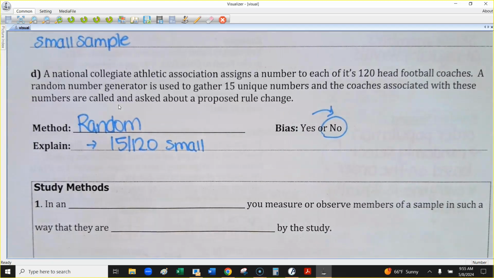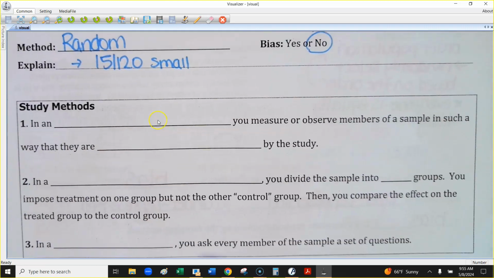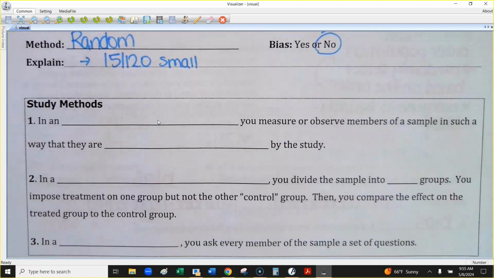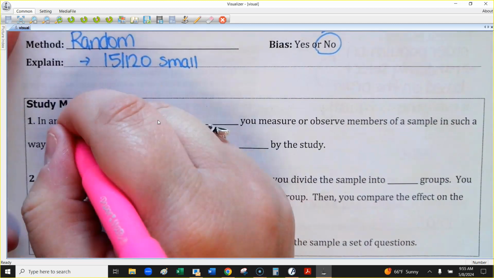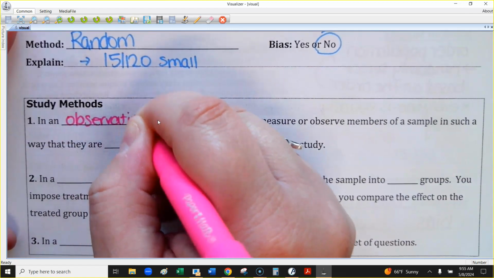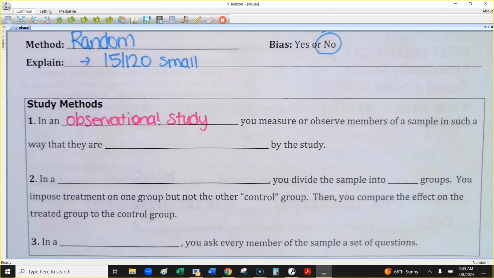All right, is anybody having a question about the samples? Okay, I'm going to give you the study methods. Once you've got your sample, how do you actually get data from these people? There are 3 study methods. The first one is an observational study. That's the first one, observational study.